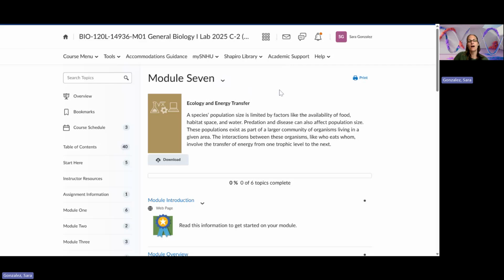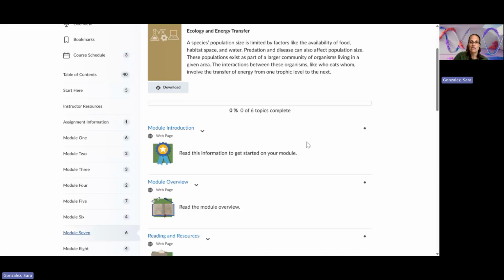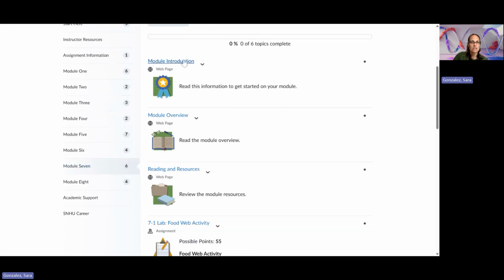Here we're going to look at ecology and energy transfer. We're going to look at predation. We're going to look at diseases and how this can affect population size and growth. A few of you mentioned this already in your laboratory report responses. So it looks like we already have introduced this one.